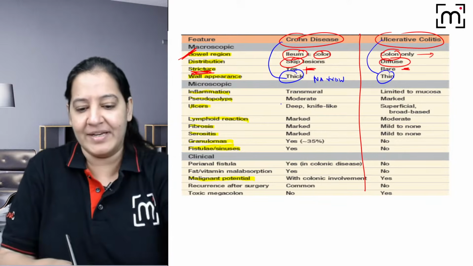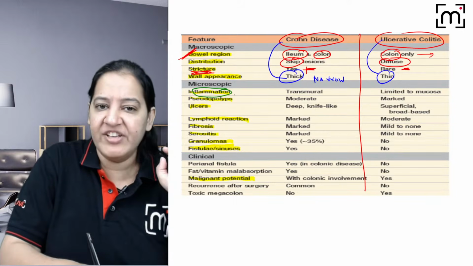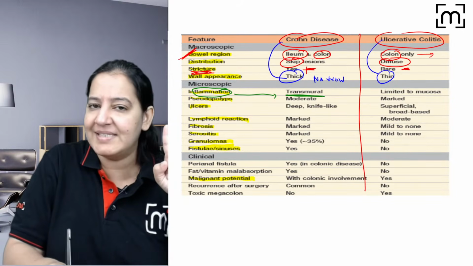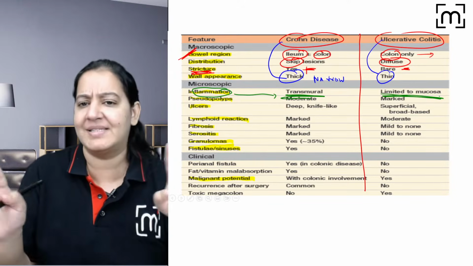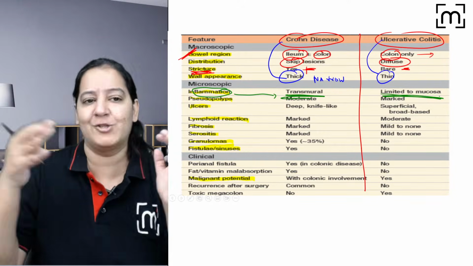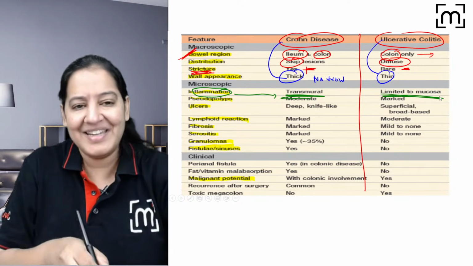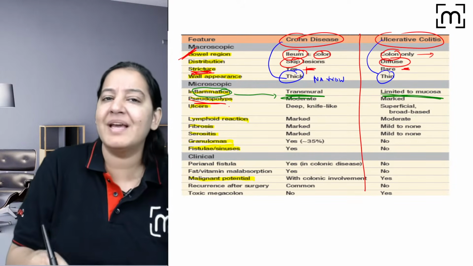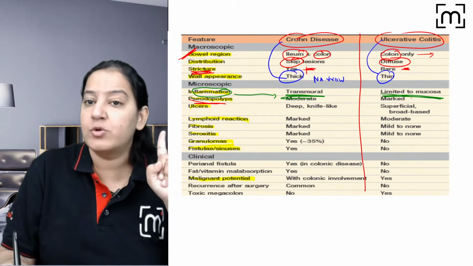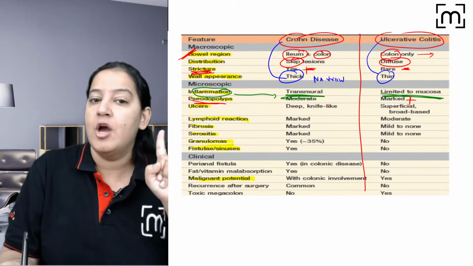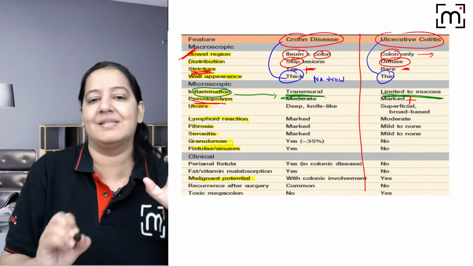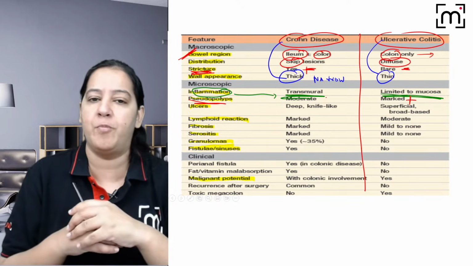Now tell me the next point, the inflammation. Inflammation in which layer? Here all 4 layers in CD, transmural, and here it is limited to mucosa, submucosa, that's it. So inflammation is transmural in CD, superficial in UC. Say yes. Tell me where the pseudopolyps will be, in UC or in CD? The pseudopolyps are present, I'm sorry, pseudopolyps are present in UC. Cobblestone appearance is present in CD. But in UC, it's pseudopolyps, right?